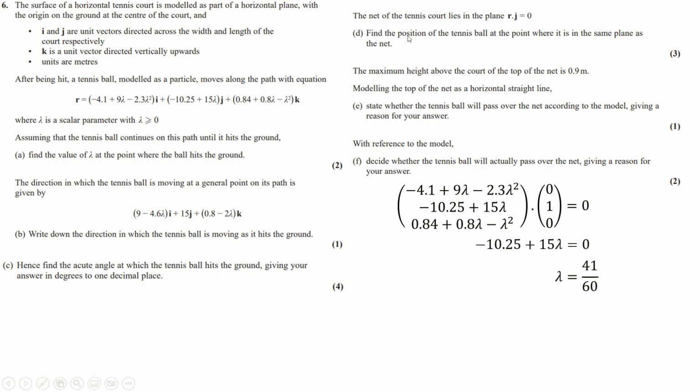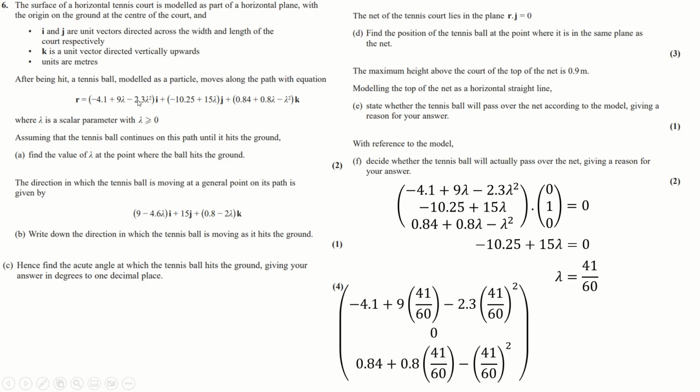And then it says it wants the position, so we'll just put that lambda into our position vector here. I've written it as a vector just because I couldn't be bothered to write in j's and k's anymore. Calculator does the job, gets that, we're done. The maximum height above the court of the net is 0.9. Well, our height at this time is 0.92, so it looks like we just squeeze above it.